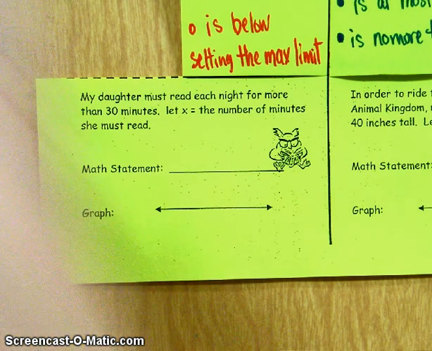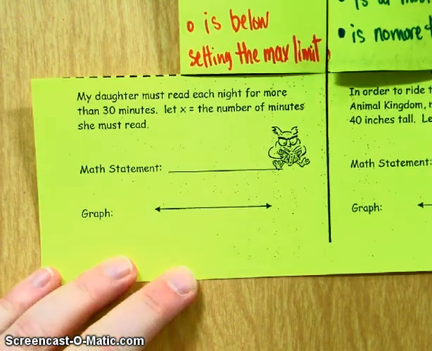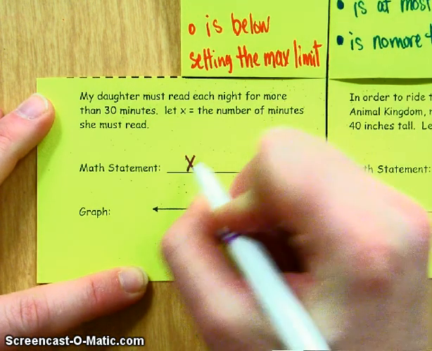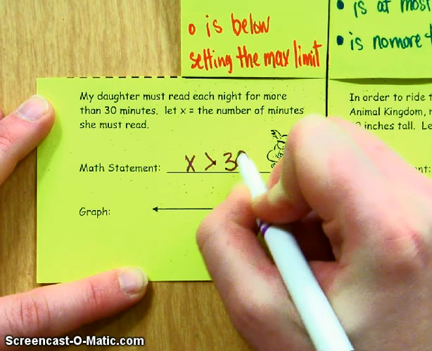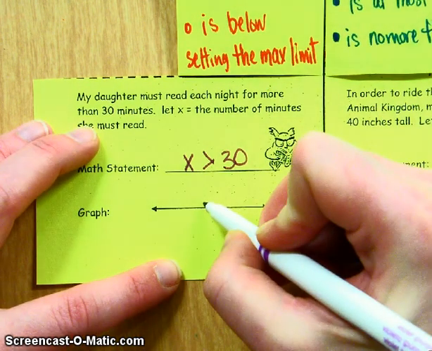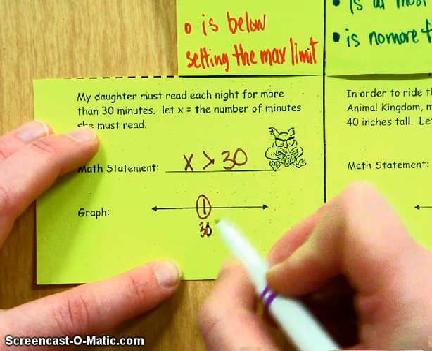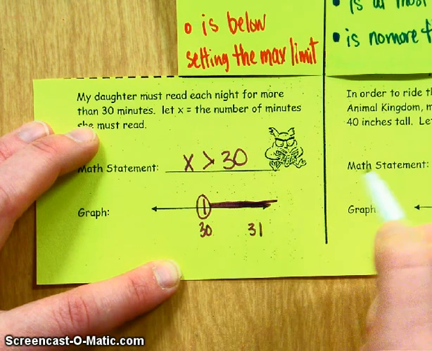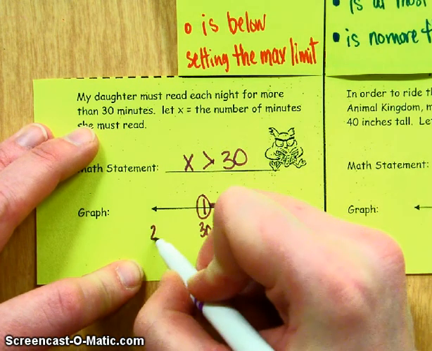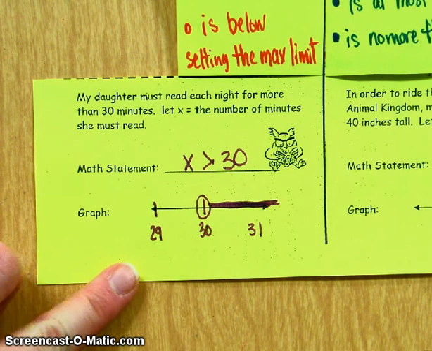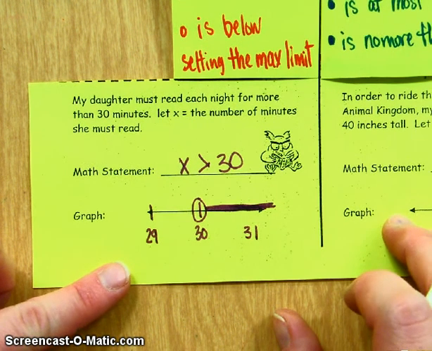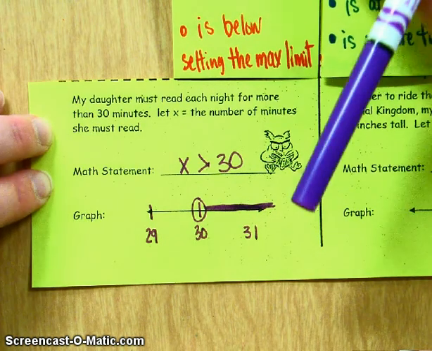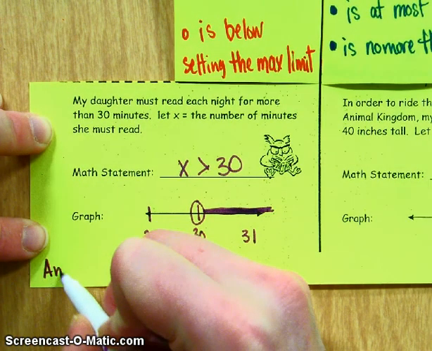Next, my daughter must read each night for more than 30 minutes. Let X equal the number of minutes that she must read. So she's got to read more than 30 minutes. So we're going to have open at 30, and anything to the right of 30 is going to be a solution. She wanted to read an hour, she could. She wanted to read 31 minutes, she could. She wanted to read 30 minutes and a half, she could. Okay? Anything bigger than 30 is a solution.